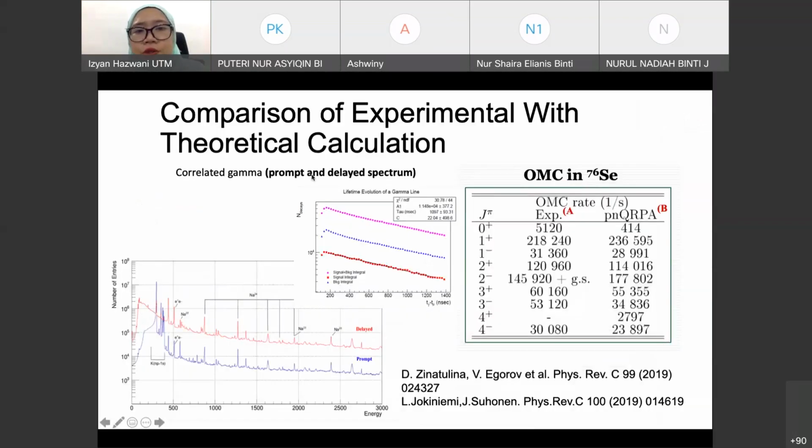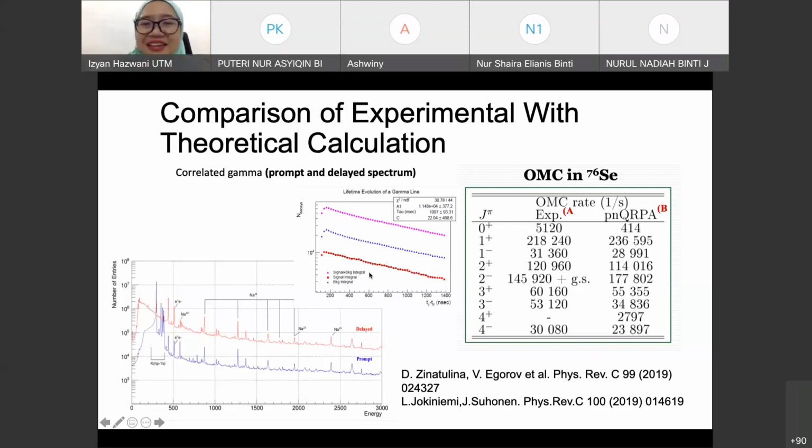Okay, so in the online experiment, we can separate by timing of 0 to 200 and 200 to 2000. So the prompt and delayed spectra can be split like this. And then all the peaks will produce this decay spectrum from each peak. Remember, if you have 100 peaks, then you need to investigate 100 decay curves, something like that.